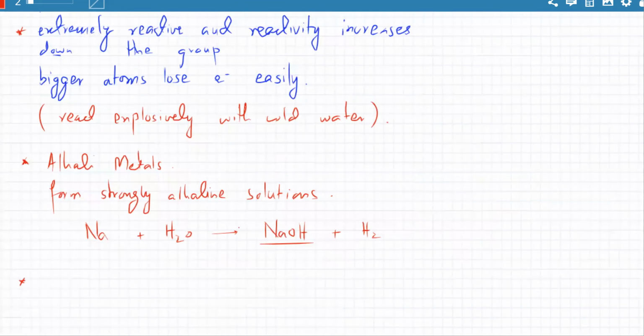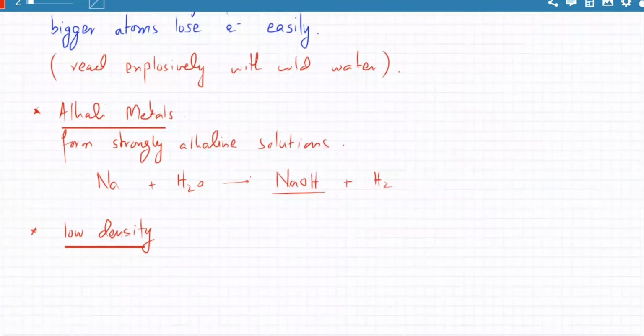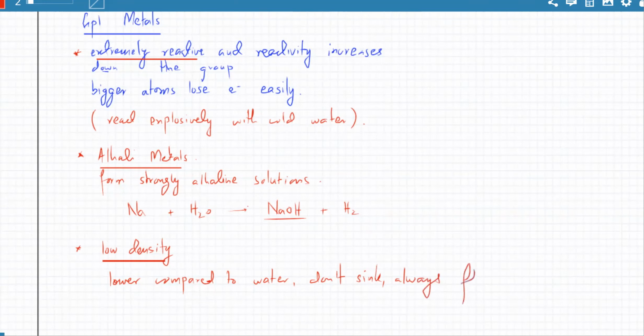Another property about them is that they've got very low density. So alkali metals are extremely reactive, and they become even more reactive down the group. Plus they've got low density, meaning that it's even lower compared to water, which is why they don't sink. They always float on water. So that is one property of alkali metals.